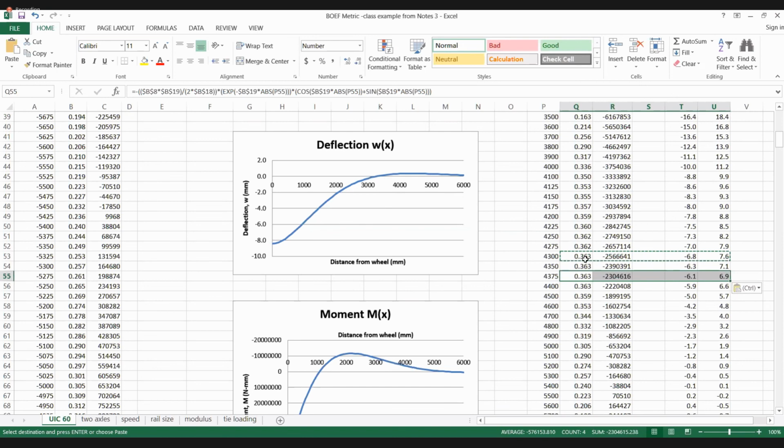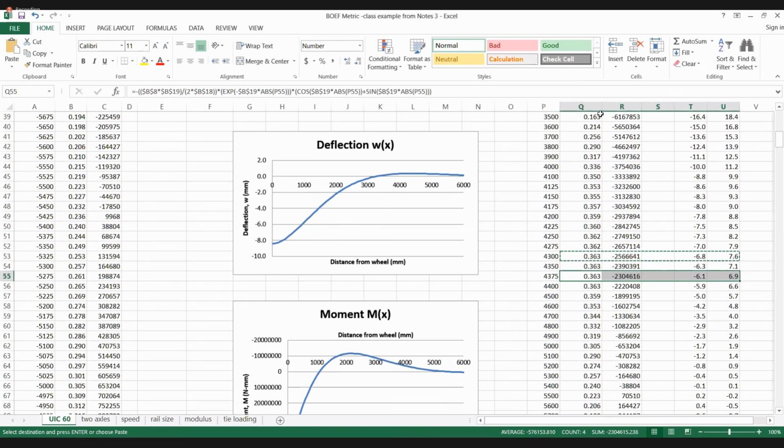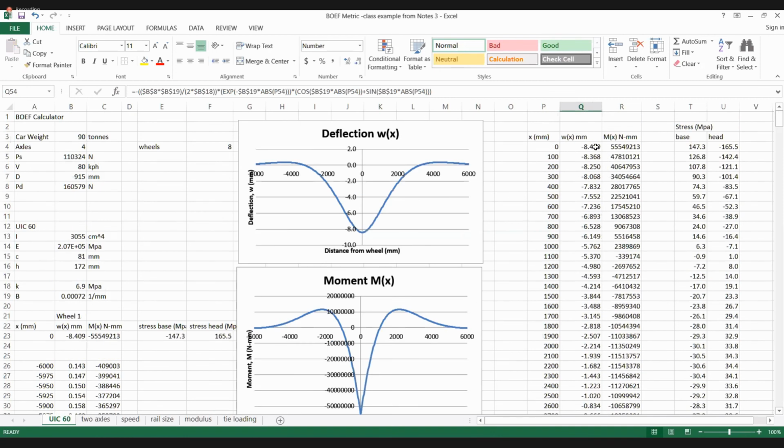So you can see, I probably would have to go out to another decimal point to see where my maximum is. So you can see in this particular case, my maximum is actually at 4350. But it's out to the fourth decimal point, so it's not a big difference. So this is my deflection.